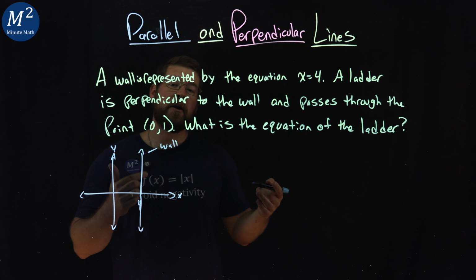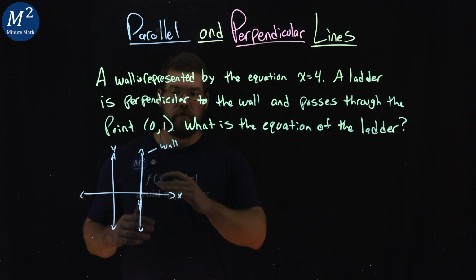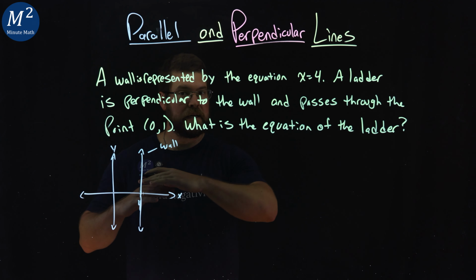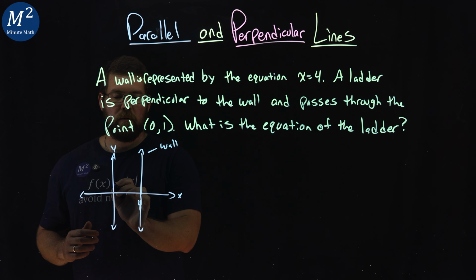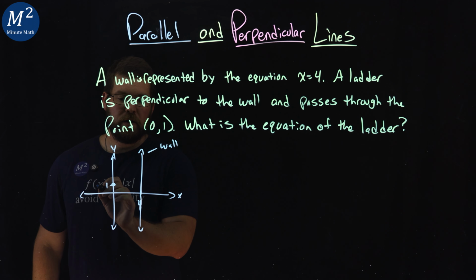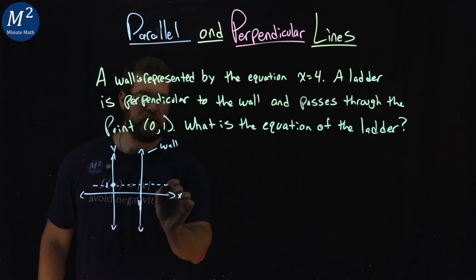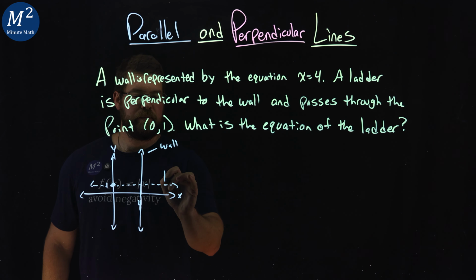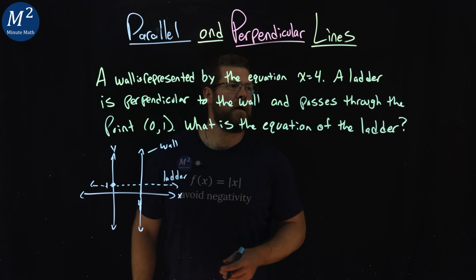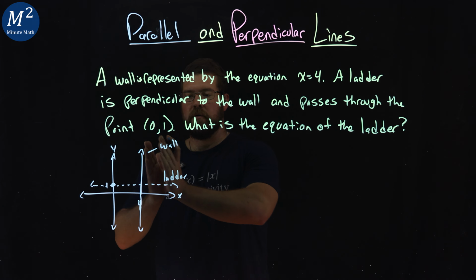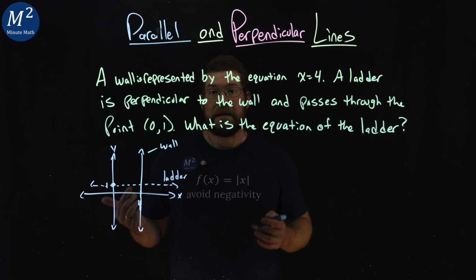Now they say that the ladder is perpendicular to the wall, so if it's not vertical, it's going to be horizontal, and passes through the point 0, 1. So when x is 0, y is 1. It passes through this point right here. So here, I'll put it as a little dashed line, is our ladder. This is kind of laying down. All right, so it's perpendicular to the wall, ladder. What is the equation of the ladder?